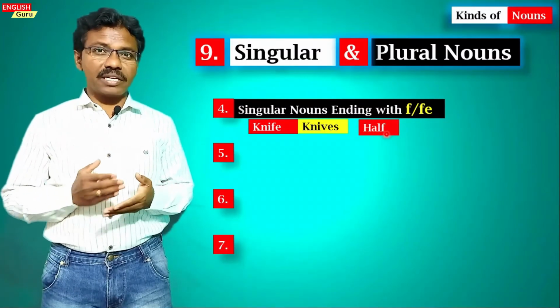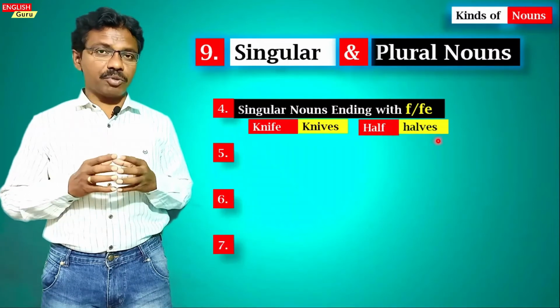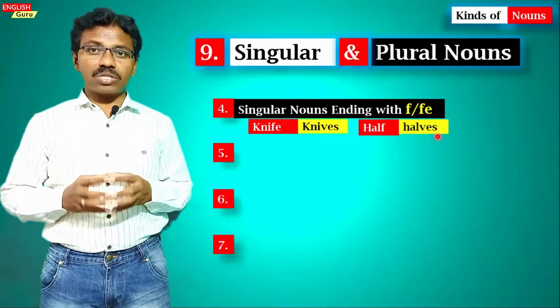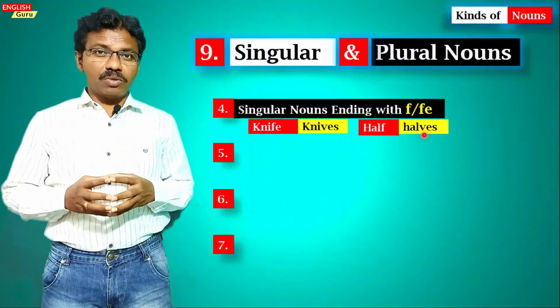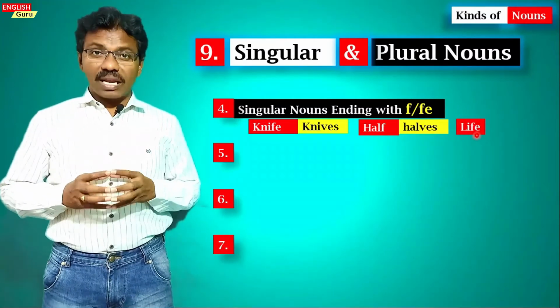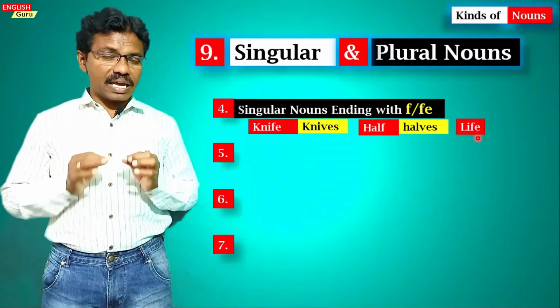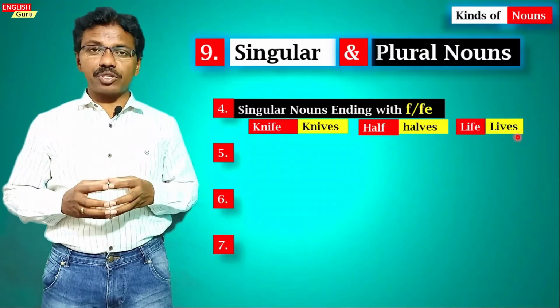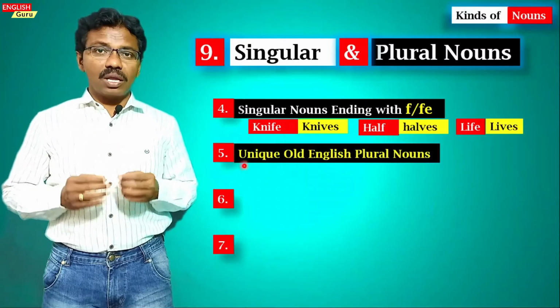Half is a singular. It is ending with F, and if you want to make it plural, it becomes halves, and we should remove F and we should add VES, it becomes plural, halves. Life is a singular. It is ending with FE. We should remove FE and we should add VES, it becomes lives.